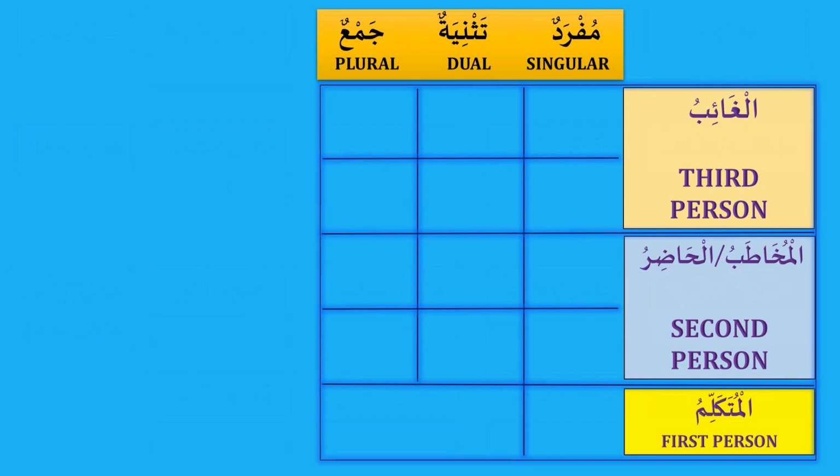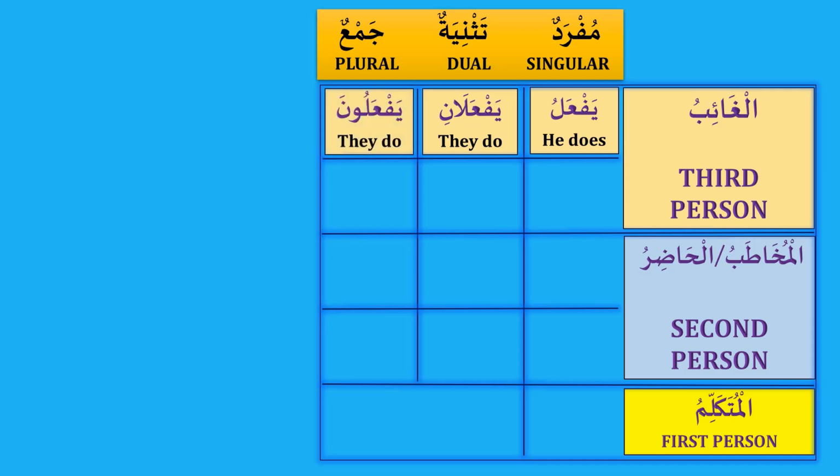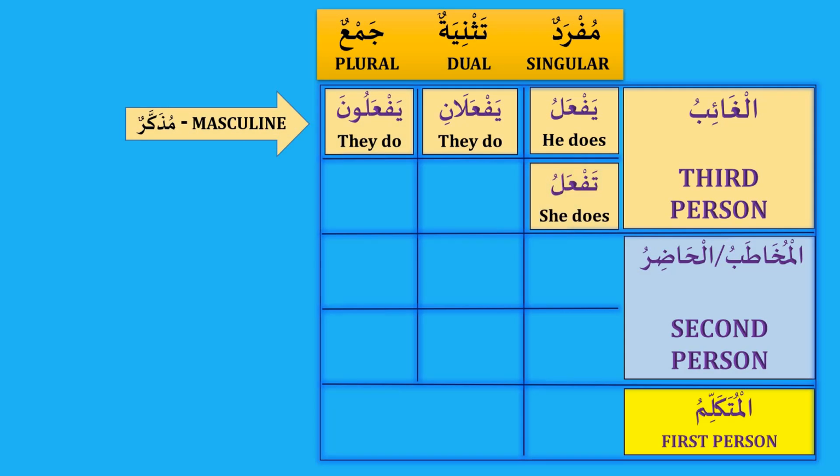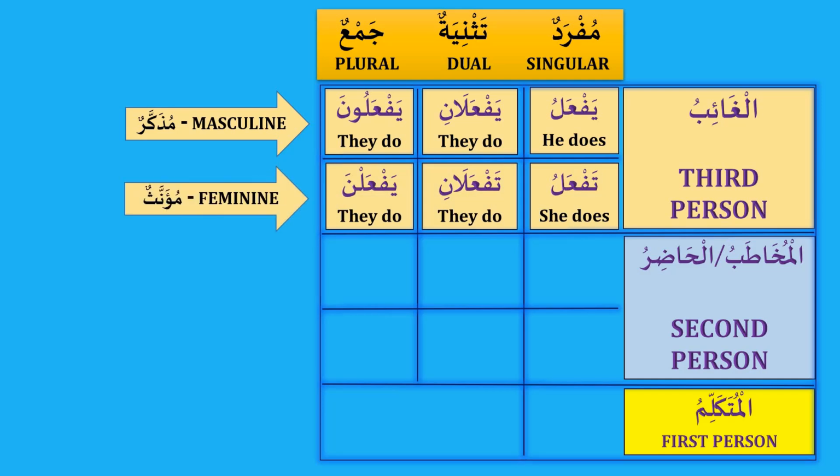Now let's learn the conjugation of the verb in present tense. الغائب, third person. يفعل, he does. يفعلان, they do, dual. يفعلون, they do, plural. And these are masculine, مذكر. تفعل, she does. تفعلان, they do, dual. And يفعلن, they do, plural. And these are feminine, مؤنث.